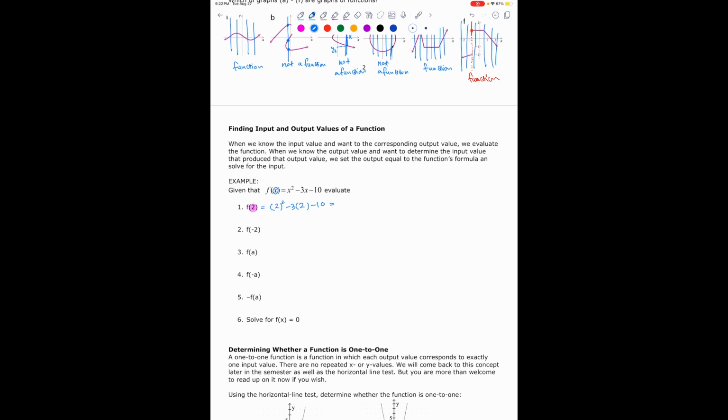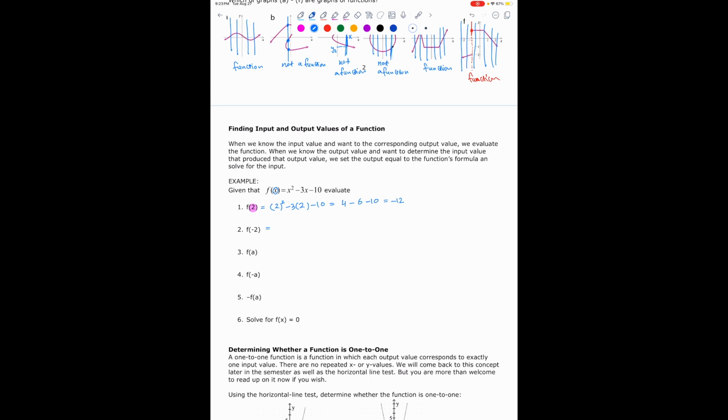Now I will follow PEMDAS. So I will do what's inside the parentheses first. It's already simplified. And then I will do exponents. So it's going to be 4. And then minus 3 times 2 is negative 6. And then minus 10. And then we do addition and subtraction as we see them. So 4 minus 6 is negative 2. Negative 2 minus 10 is negative 12.